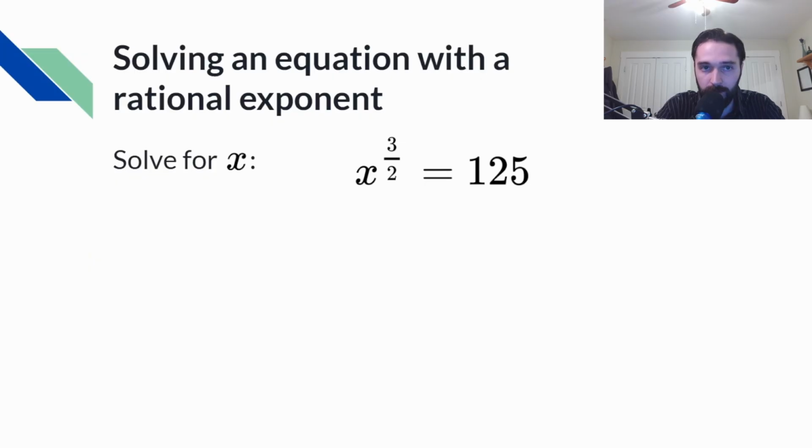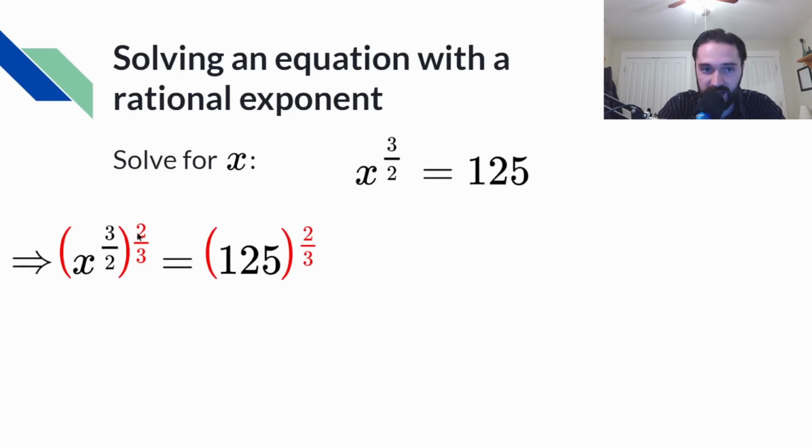Let's try one more. Here we have x to the 3/2 power equals 125. Once again, to isolate x and get rid of this rational exponent, we're going to raise both sides to the reciprocal. So we'll raise both sides to the 2/3 in this case. On the left-hand side, the exponents are gone, and we have x equals 125 to the 2/3.